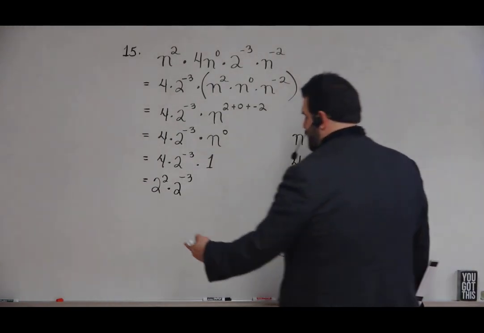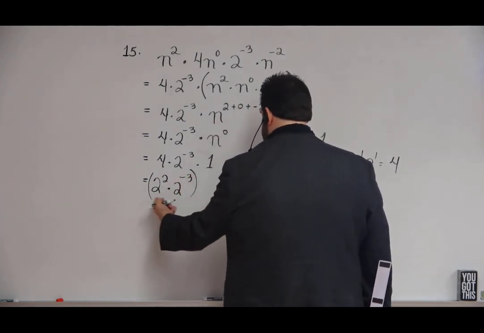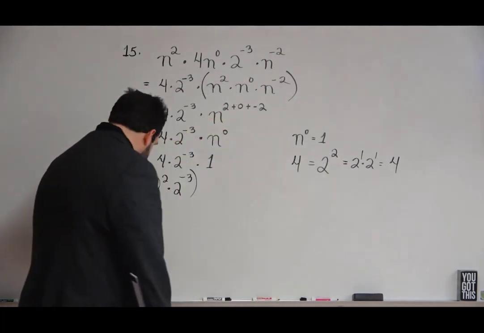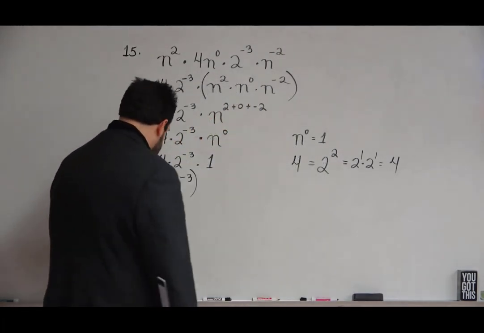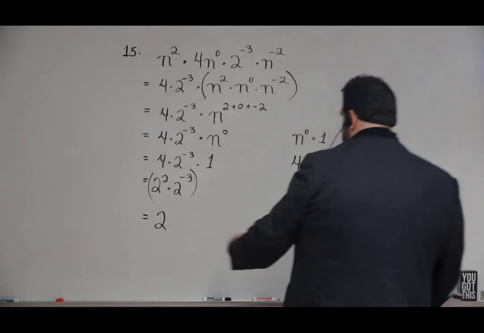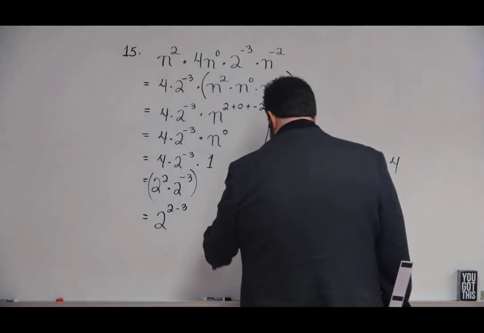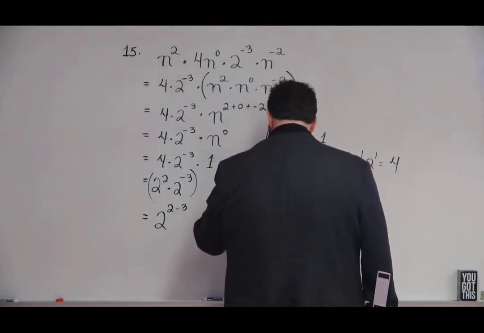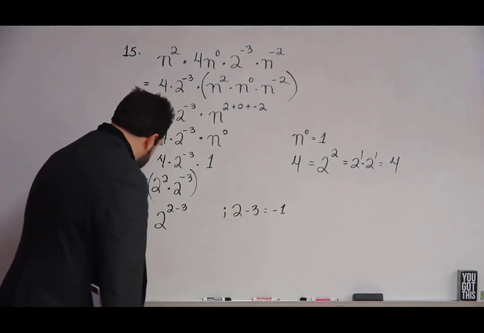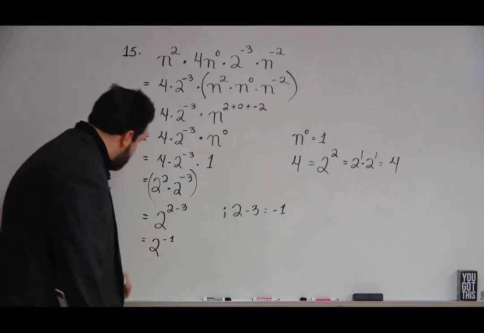Well, now guess what? We've got a situation where, look, focus in here, people. The bases are the same, and we can just add the exponents. So I can write final answer 2, that's the base, raised to the power of 2 minus 3. Okay, well, 2 minus 3 is negative 1. Right? So here's that penultimate step, the step before the final step. We've got 2 raised to the power of negative 1.